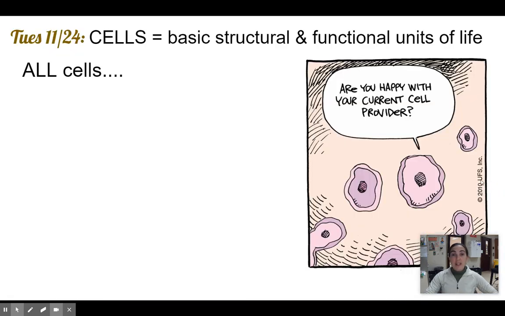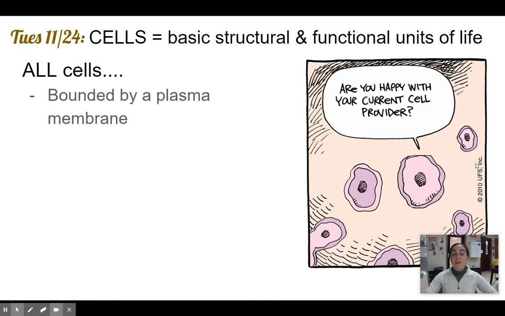So yesterday we talked about the fact that cells are the basic structural and functional units of life. I asked you to draw a prokaryotic cell and a eukaryotic cell. So take a look at what you drew yesterday and see which of these things you included in your drawings and which ones you maybe didn't. There are a few things that all cells have in common.